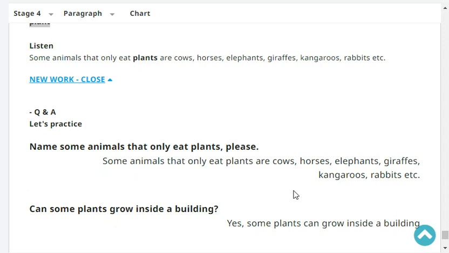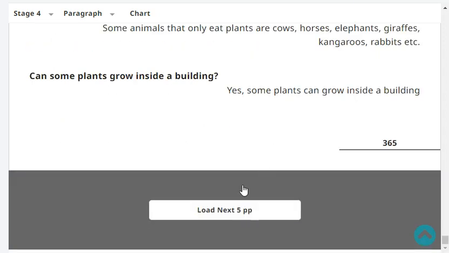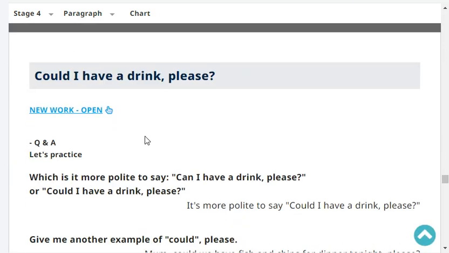Can some plants grow inside a building? Yes, some plants can grow inside a building. Trees. Very good.